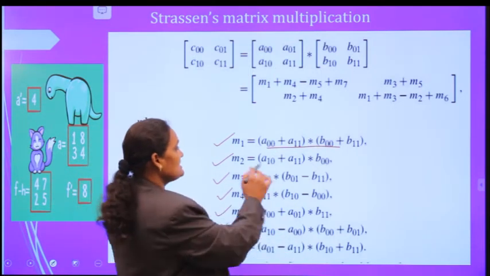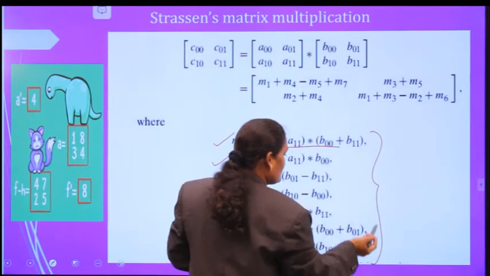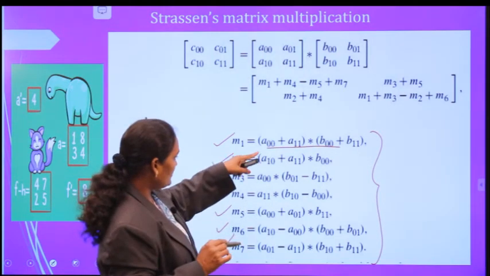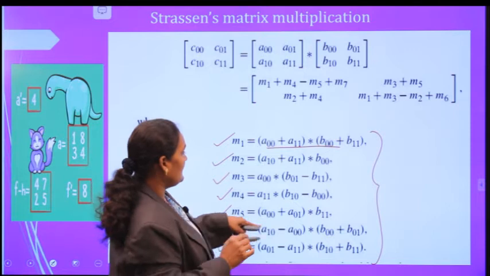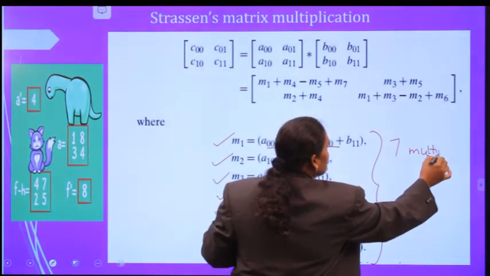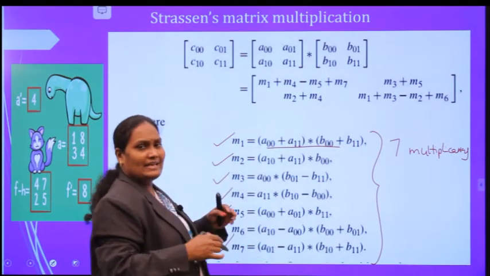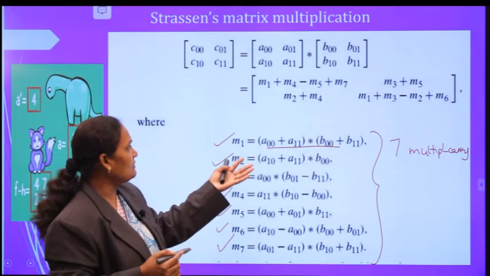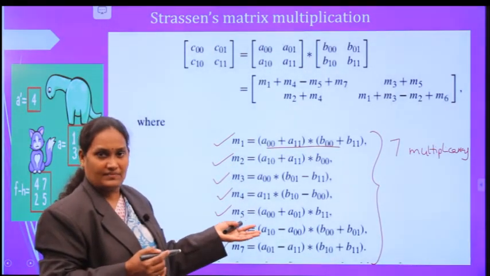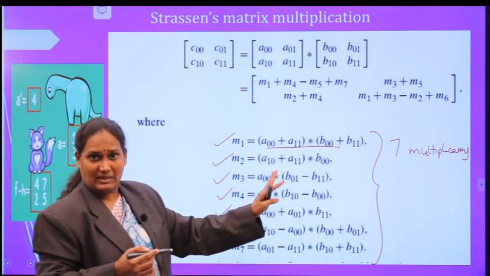If you observe all these, every value contains one multiplication. Now here, totally how many multiplications are there? Totally 7 multiplications are there. Even though there may be a larger number of additions or subtractions, here there are only 7 multiplications.